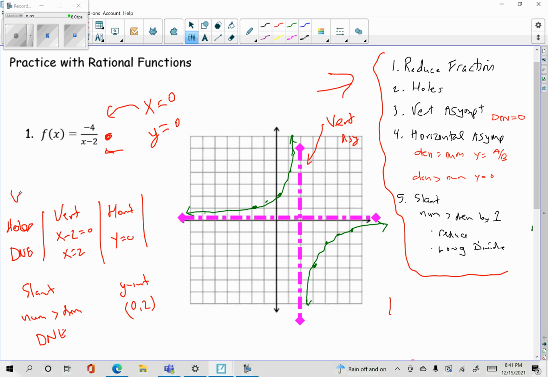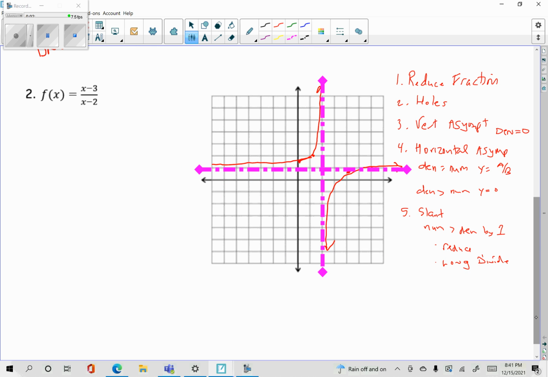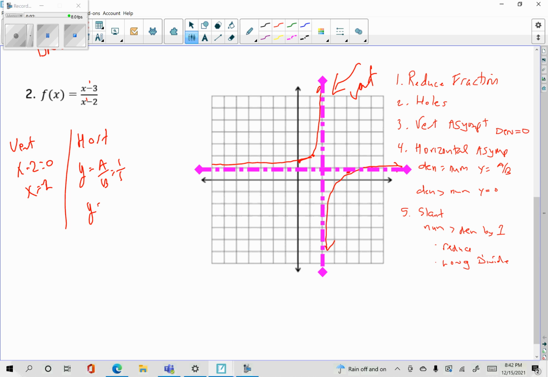Vertical asymptotes. Vertical, take the bottom. Set it equal to 0, I get x is 2 again. Here it is, right there, vertical asymptote. All right. Then I look at horizontal. If they are the same, right? They're both to the first power. So it's just y equals a over b. So 1 over 1. So y equals 1.